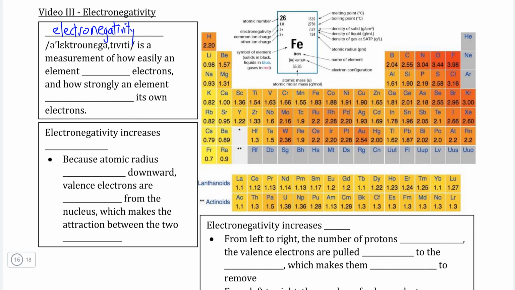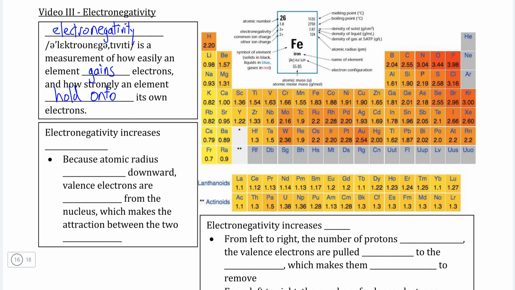And that concept is electronegativity, which very simply is a measurement or a quantification, because electronegativity actually has a number associated with it, of how easily an element is able to gain electrons from other elements and how easily an element is able to hold onto its own electrons and prevent other elements from being able to take them.